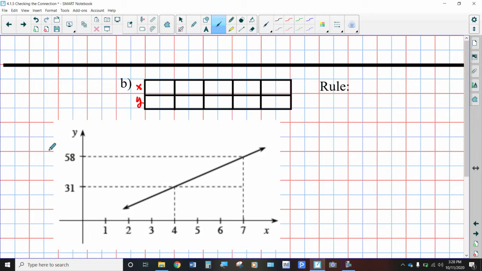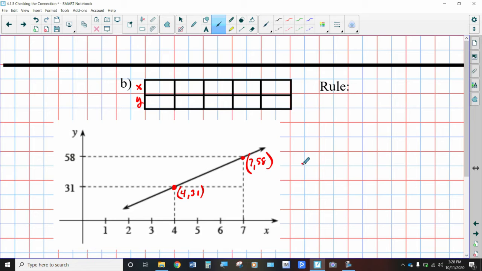All right, we know two things here. We know this point right here is where x is equal to 4 and y is equal to 31. We know this point right here is where x is equal to 7 and y is equal to 58. So if I were to create this table, we could probably figure out what the growth pattern is from the table. I don't want to do that.